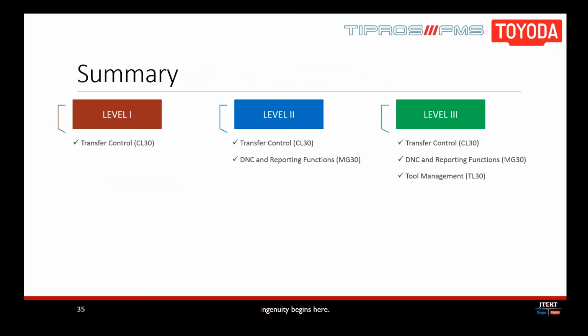So the overall look at all three levels: number one is where we only get transfer control, meaning that I could bring a pallet through the whole system. Level two is I get DNC reporting. That means I could look at programs, look at each machine from the cell controller. And level three is tool management.